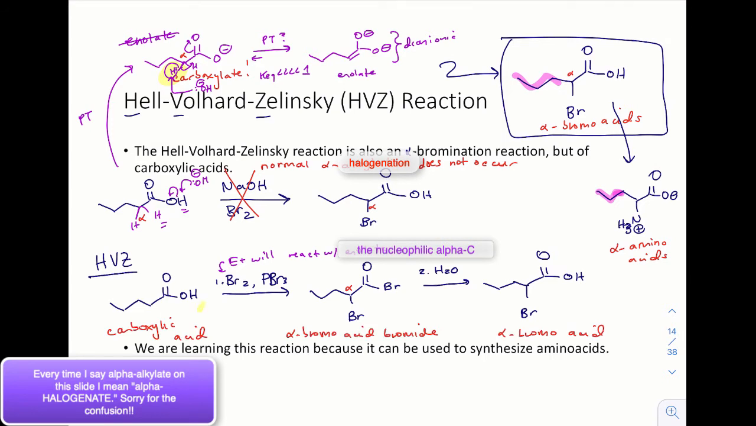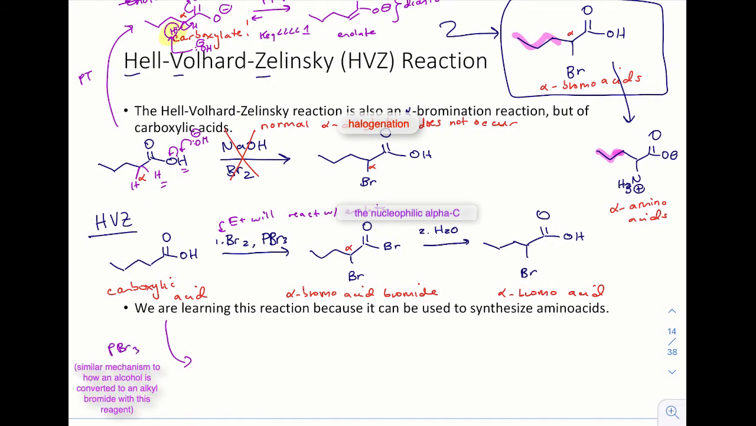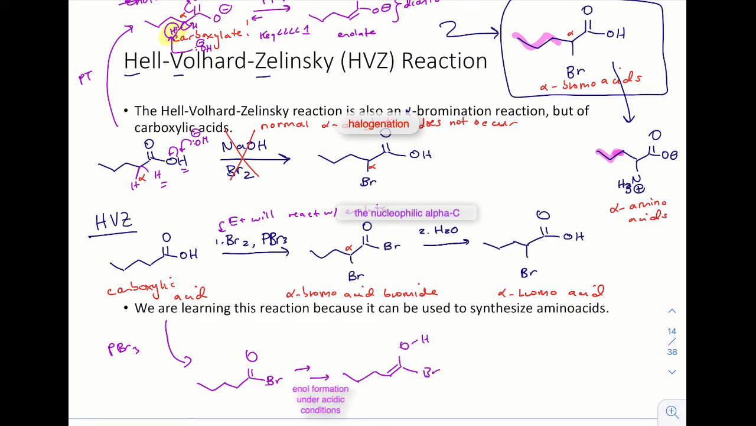All right, so again, a carboxylic acid is converted with bromine and phosphorus tribromide into an alpha bromo acid bromide. First, the carboxylic acid reacts with phosphorus tribromide, similar to how alcohols react with phosphorus tribromide, to generate the acid bromide. This is going to actually form the enol with the byproduct of a reaction between phosphorus tribromide and the acid. And you could draw out all these curved arrows if you wanted to. You know enough to be able to propose this mechanism, or you can check the textbook.